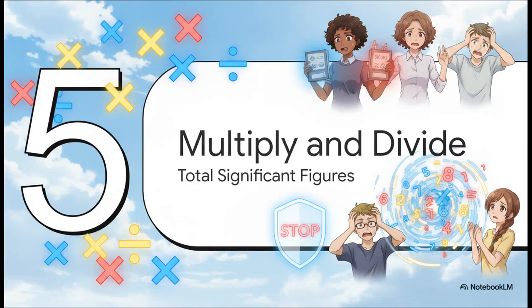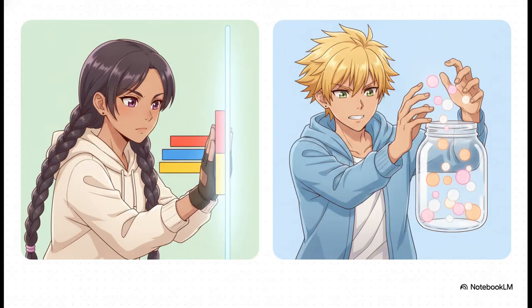Next up, Section 5, multiplication and division. Now you really have to keep these straight in your head. While addition and subtraction look only at decimal places, multiplication and division play by a totally different rule, the total significant figure rule. For these, you count the total number of significant figures in the entire number no matter where the decimal is. Your final result can't have any more significant figures than your least accurate measurement.